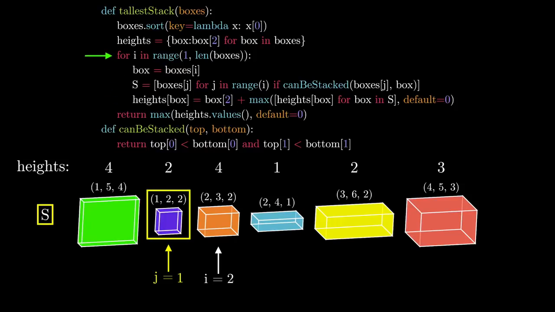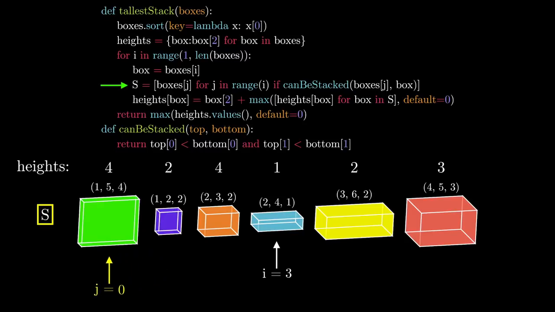Moving to I equals 3, we now look at the subproblem ending at the blue box. Once again, the only valid box that can be stacked on top of the blue box is the purple box, so the height of the tallest stack with the blue box as the base is 3.